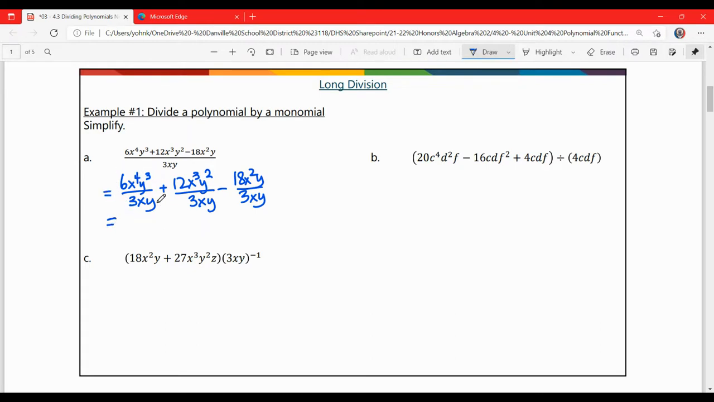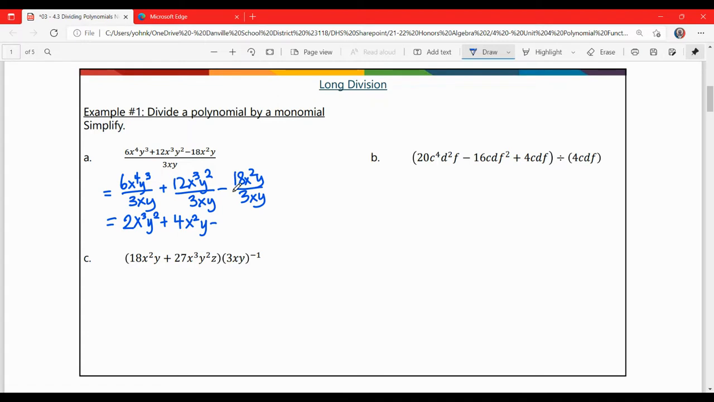So if we take a look at this first term, I can do 6 divided by 3 and get 2. I have x to the fourth over x to the first, that's x to the third. And I have y cubed over y, that's y squared. Plus, then if I took a look, 12 divided by 3 is 4. Then I have x cubed divided by x, which is x squared. And I have y squared divided by y, which is y.